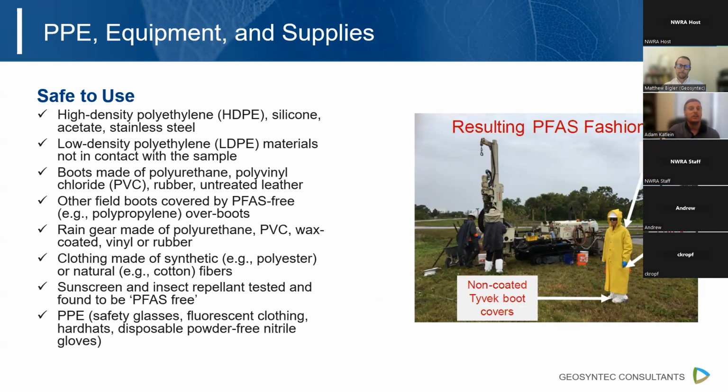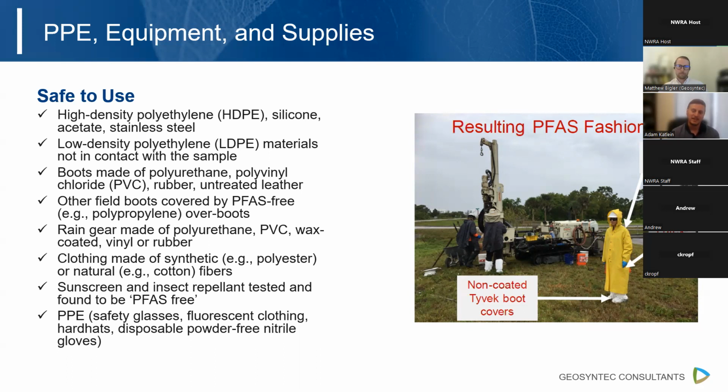And then there is still plenty of PPE and equipment that is safe to use that we would normally use. High density polyethylene, silicone, acetate, and stainless steel are still okay to use. LDPE materials that aren't in contact with the sample, such as trash bags or Ziploc bags that aren't actually touching the sample, are still fine to use for field sampling programs.